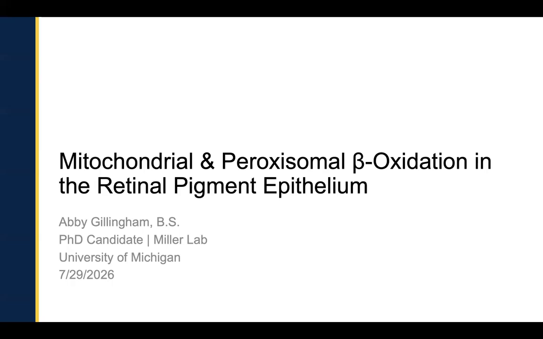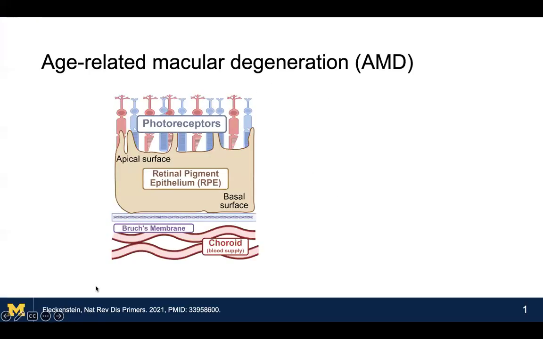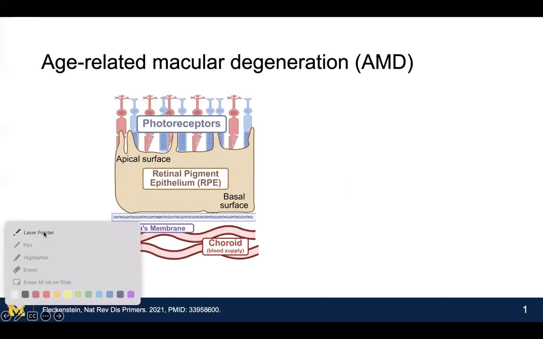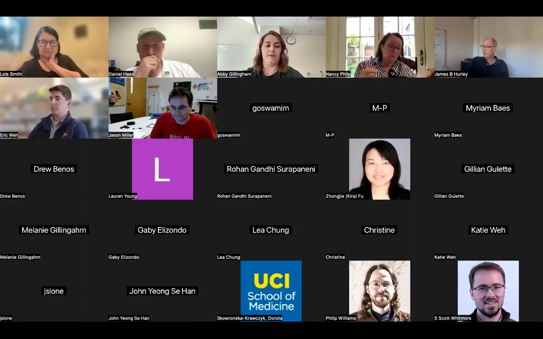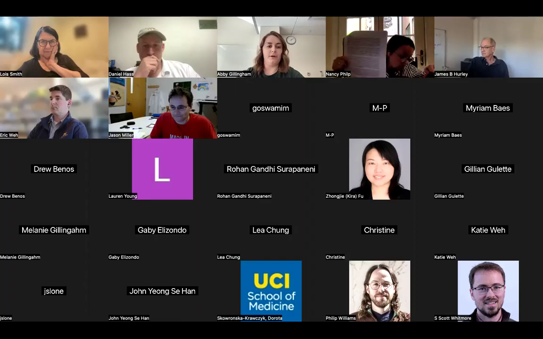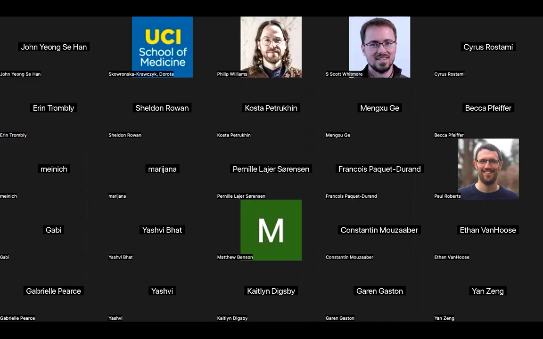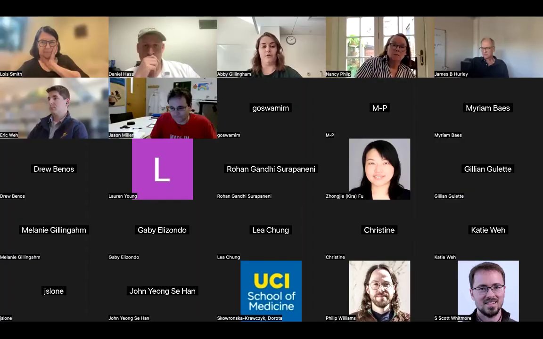Our lab is first and foremost an age-related macular degeneration lab, so I'm going to start there. Several of us are familiar with AMD, which primarily affects the RPE, the retinal pigment epithelium. We're all familiar with this kind of diagram. Under normal circumstances, the RPE receives a lot of nutrients and oxygen from the choroid at its basal surface and secretes waste products back into the choroid.